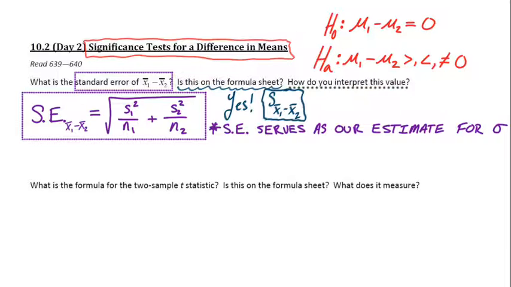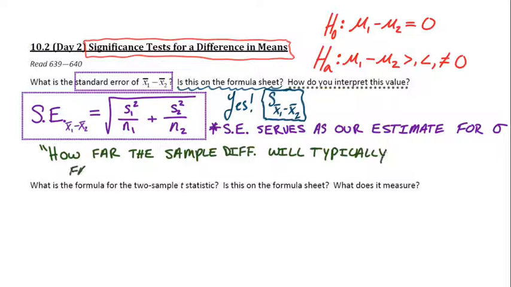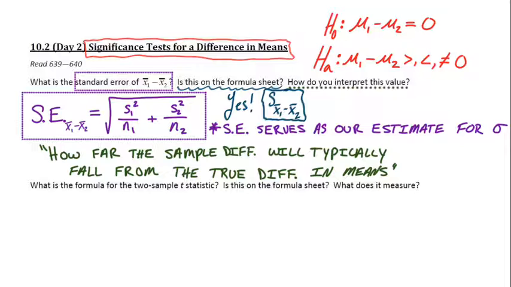And then how might you interpret this value in context? Well, the quote I have here, you could say how far the sample difference, right, your sample means, how far the sample difference will typically fall from the true difference in means. And again, when I say the true difference, I mean like our null hypothesis. So how far will our sample mean difference, if we subtract the x bars, how far will that typically fall from the true difference in means?